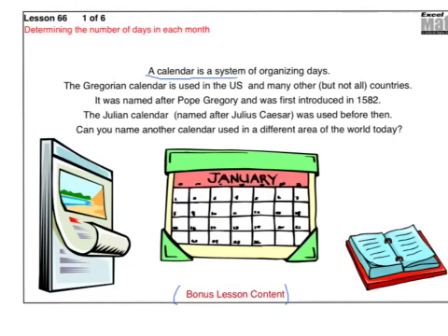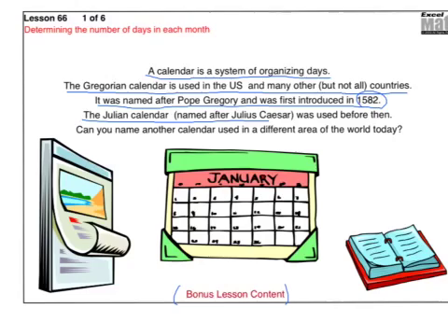A calendar is a system of organizing days. The Gregorian calendar is used in the US and many other, but not all countries. It was named after Pope Gregory and was introduced in 1582. Well, that wasn't that long ago now, was it? This is a little bit over 400 years ago. The Julian calendar, named after Julius Caesar, was used before then.